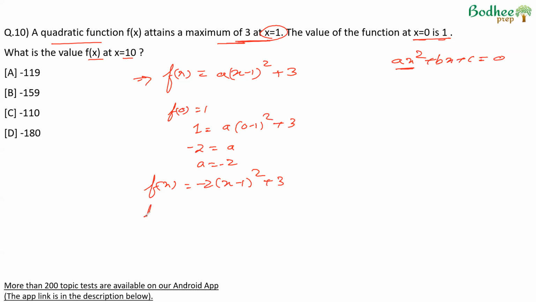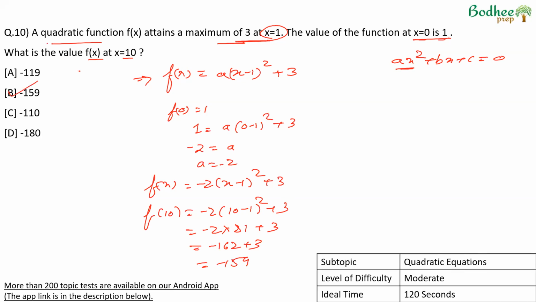We have to find the value of f(10). So minus 2 into (10 minus 1) whole squared plus 3, which is minus 2 into 9 square, which is 81, plus 3, which is minus 162 plus 3, which is minus 159. Option B becomes the answer.